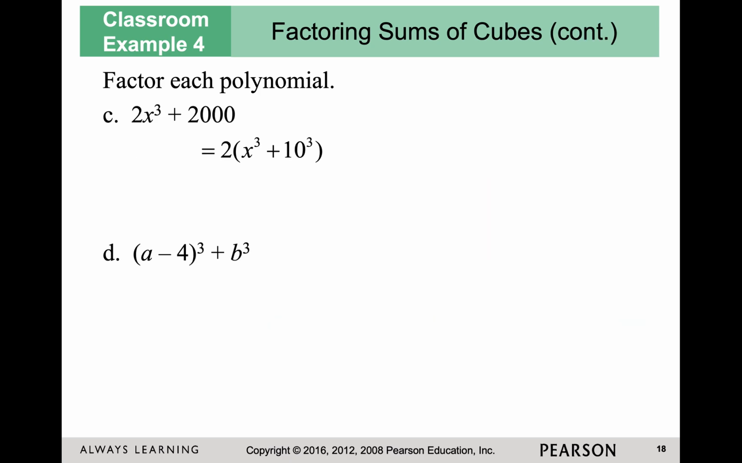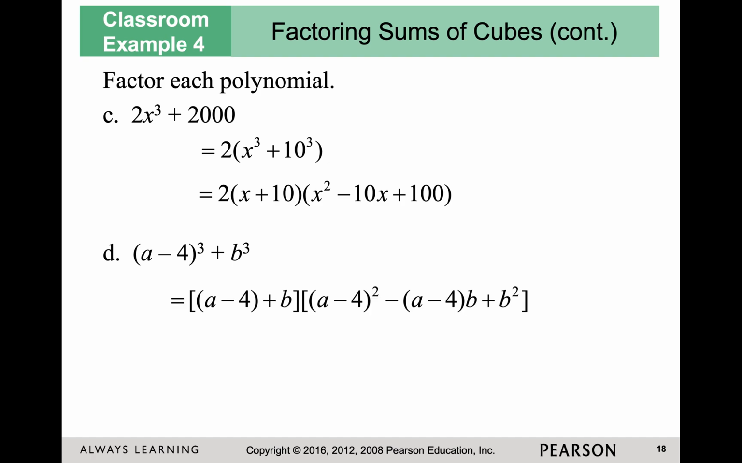Same thing here. Write it as your cubes or factor something out. Since I can factor a 2 out, I would definitely factor a 2 out, rewrite it using the formula, and you're done. Here in part D, I'm going to rewrite it as my cubes. I'm going to plug it into the formula, and then I'm going to square it out to get the simple.